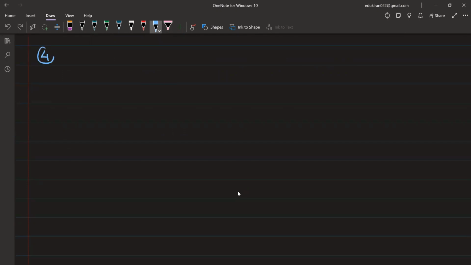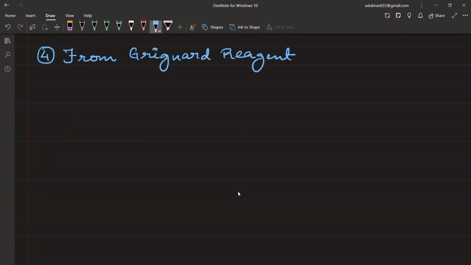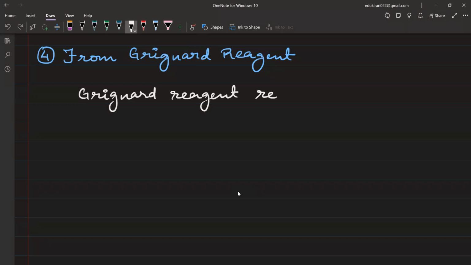Fourth one. From Grignard reagent. Please write. Grignard reagent reacts with carbon dioxide in the form of dry ice. ठीक है, पानी नहीं लगना चाहिए Grignard reagent में, बस remember that, okay?